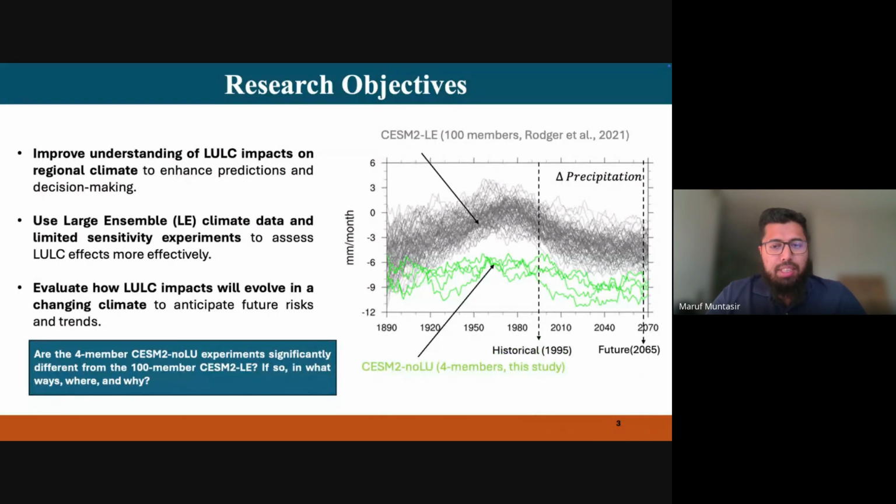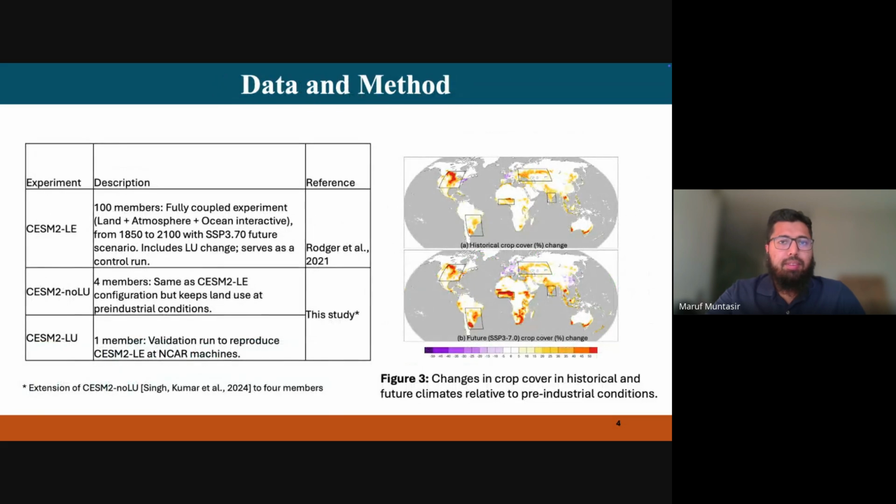So in this study, there is one animation. If you click. So in this study, we used the year 1995 as the historical period and year 2065 as the future scenario. So we are interested to know whether these green lines, which are no LU runs, are significantly different from CSM2 LE results. If so, then why and how? Next slide, please.